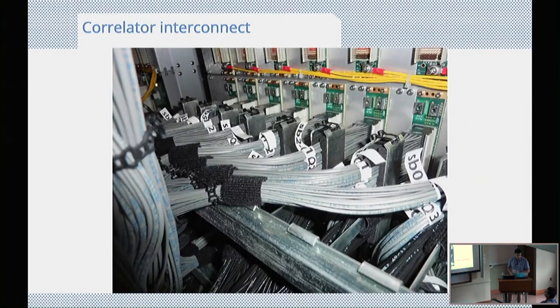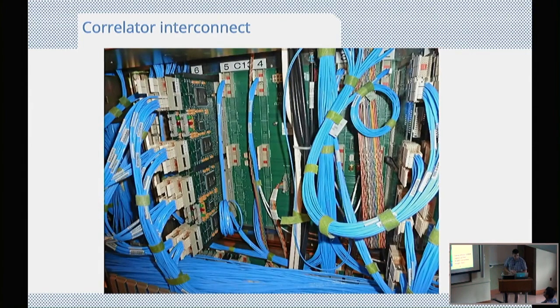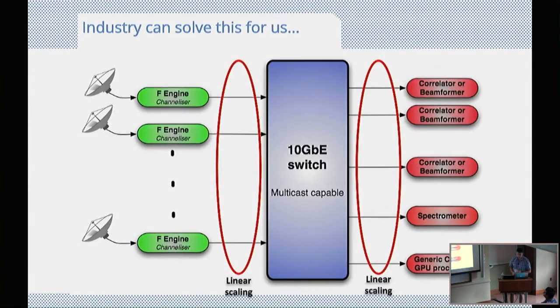To give you a sense of the scale of the problem, there are some pictures here of other correlators that have been built. This one is the JVLA. You can see some line cards there with lots and lots of wires coming out the back. This one is the Elmer correlator, and there are 16,000 wires here. So it's quite a task to wire up these things without a switched network.